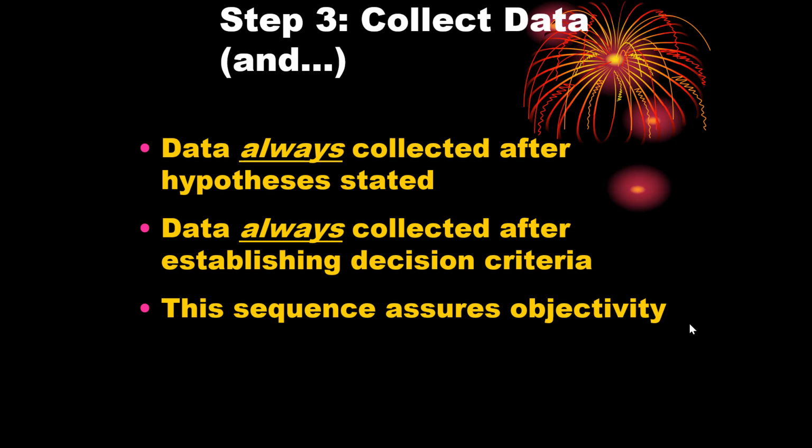Step 3, collecting data. Our third step is to collect the data. Data is always collected after the hypotheses are stated and not the other way around, because you want to avoid biases that show up when you analyze data preliminarily and then generate hypotheses. The data is also collected after the decision criteria, step 2, is established. This makes sure that the research study is not biased and the criteria wasn't skewed to support any findings.